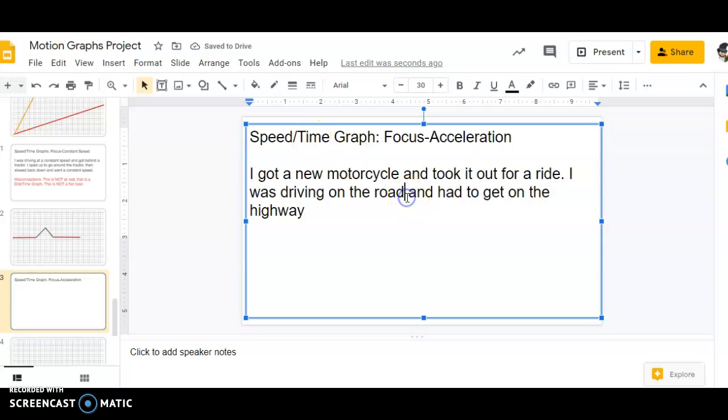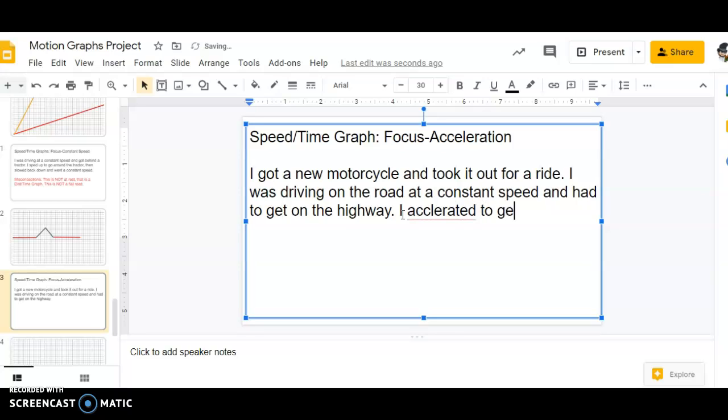That's driving on the road at a constant speed. We'll just do that. I accelerated, get on the highway.